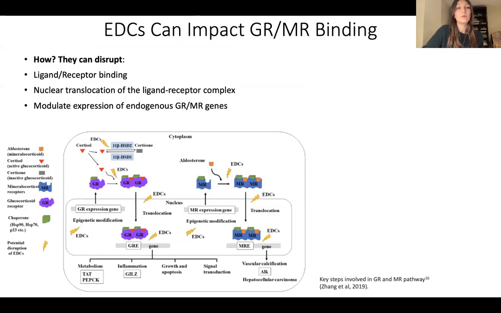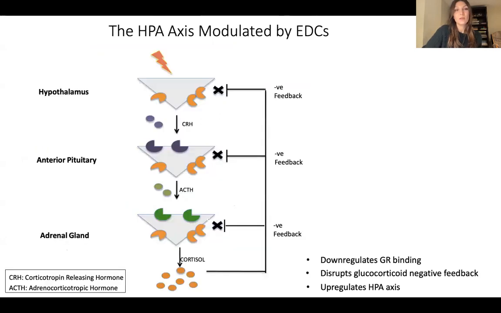So they can also impact glucocorticoid receptor and mineralocorticoid receptor binding. And they can do this a few ways. So they can disrupt the way the ligand binds to the receptor. So the way, for example, cortisol would bind to the glucocorticoid receptor. They can also impact how the ligand receptor complex travels into the nucleus. And they can also modulate the expression of endogenous glucocorticoid receptor or mineralocorticoid receptor genes.